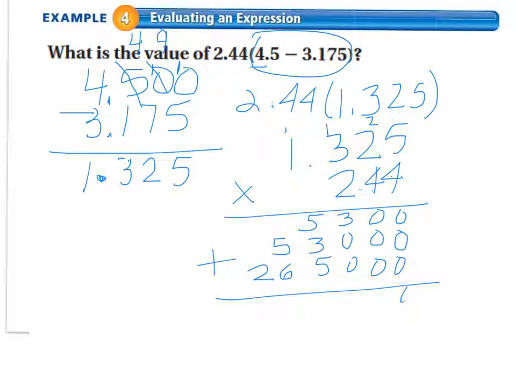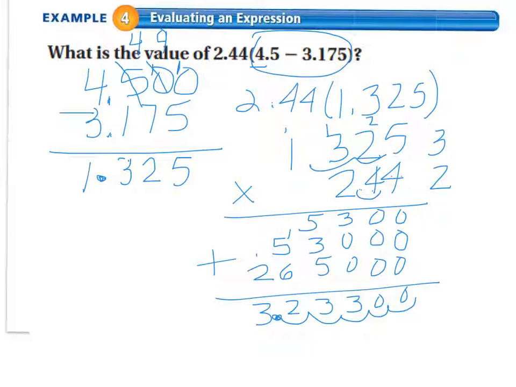Adding those columns, 5 plus 5 plus 3 is 13. 6 plus 5 plus 1 is 12, and 2 plus 1 is 3. Now I get to the part where I need to count the decimal places. Counting the decimal places in my factors first, I see there are 1, 2, 3, and here there's 1, 2. So 5 decimal places I need to move my decimal. 1, 2, 3, 4, 5.